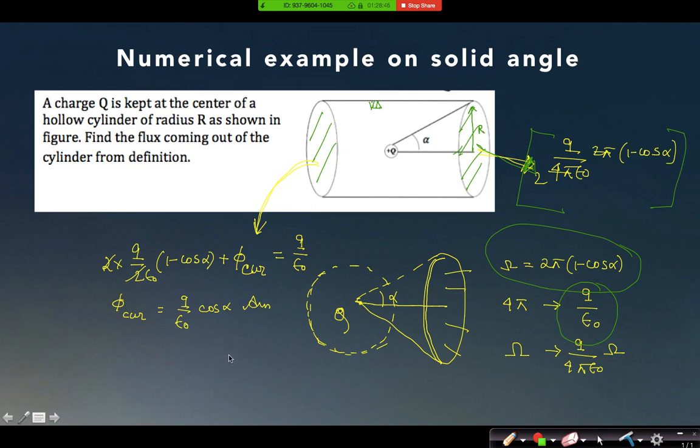Could we find the solid angle for a square? If a square is there and there is a charge q, and if I ask you what is the solid angle subtended by the square frame at the charge q, can this be calculated?